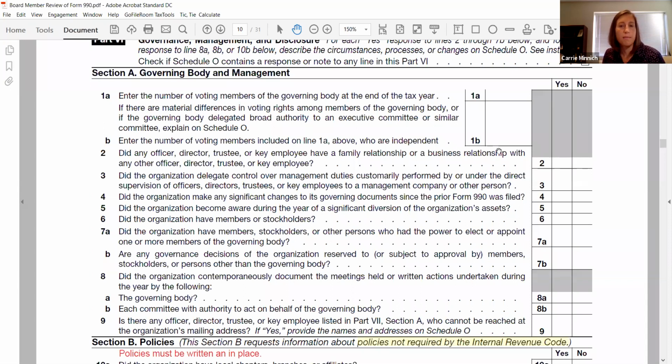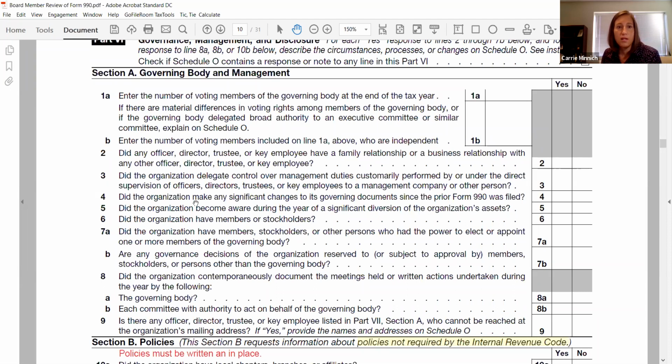It also asks about family relationships. So we don't want to have a board that just has a family or a bunch of people that own a business together. The IRS feels that if you are more independent from each other, you're going to have a better board that asks more questions, has broader view of different situations. So making sure your organization is independent.